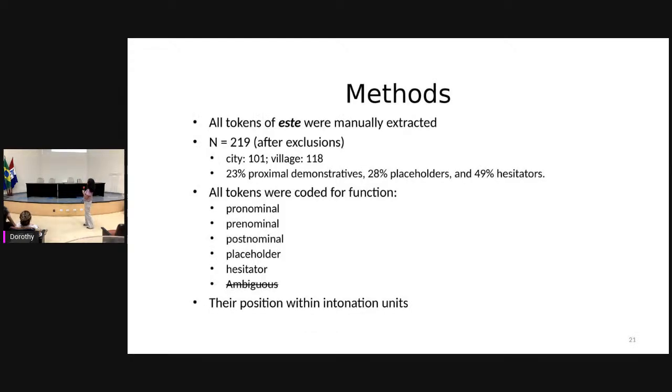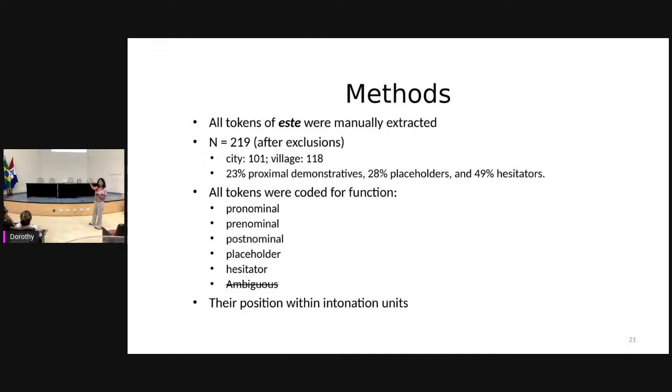So, what did I do? I selected all the tokens manually, 219 total after all the exclusions, not many exclusions. And they are relatively balanced for city and village, and there are a total of 23 of these that were proximal demonstratives, 28 were placeholders, and 49 were hesitators.